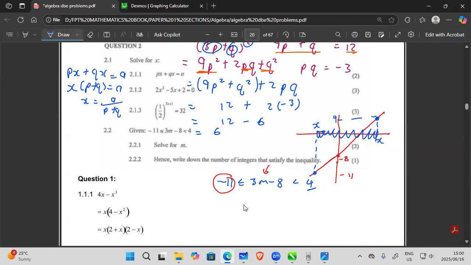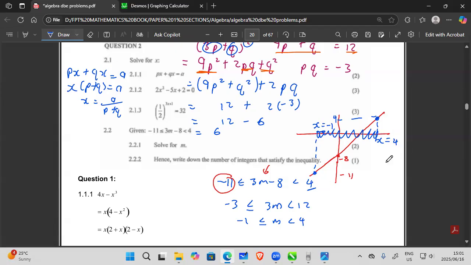Okay. And if I solve for that, it'll be 3m, add 8 on both sides. 7, so it'll be minus 3, right? And this, if I add 8, it'll be 12. And then m will be greater than or equal to minus 1. And this will be less than 4, isn't it? And so this x value here is equal to -1, and this x value here is equal to 4.